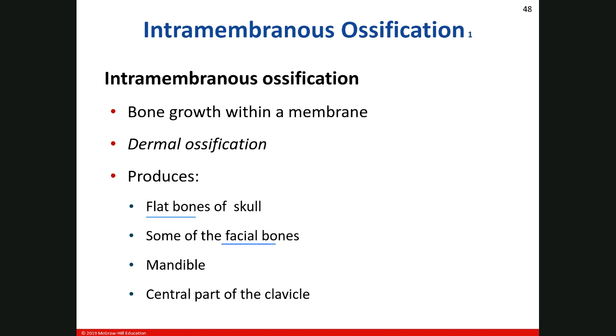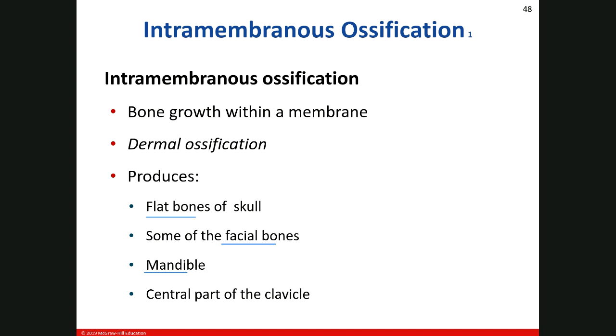All right, one of my favorite, and don't ask me why, I've had people ask me this before, but one of my favorite facts about intramembranous ossification is that the center of the clavicle undergoes intramembranous ossification, but the ends of the clavicle undergo endochondral ossification. So you get two different types of bone formation occurring in the same bone. It's just kind of neat. It's the only bone that does that. Okay. So we'll see this occurring also in our jaw.